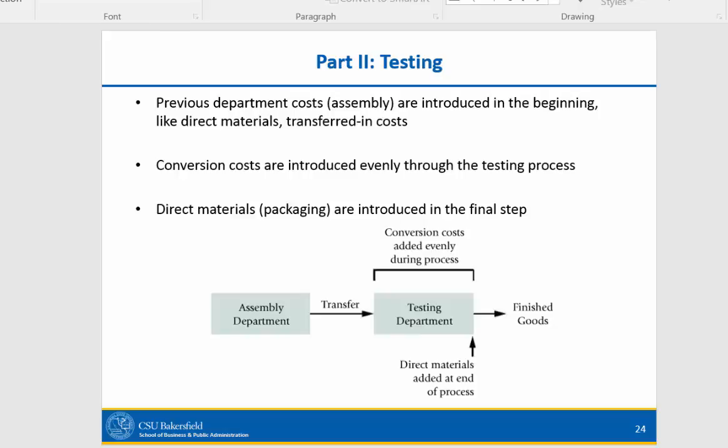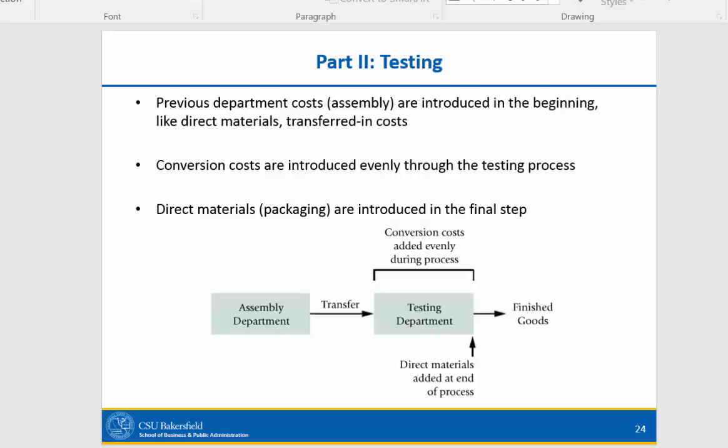Hello everyone. This is a video lecture for the second part, testing. I believe you still remember what we have done in the previous department, basically the assembling department. Now after those cell phones are manufactured, they will be transferred to the next department, testing. Once they finish the testing, they can be put on the market for sale.